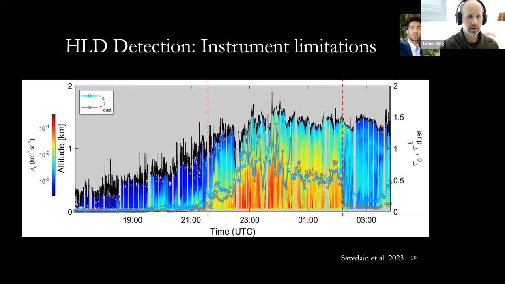And what you can see here is a trace up to 2 kilometers of the aerosol optical depth of the dust in gray, and then that of the cloud in blue, along with the backscatter. And so you can easily see this big dust event just between 2100 and 0200 UTC at this location. But you also see some presence of cloud throughout that time as well.